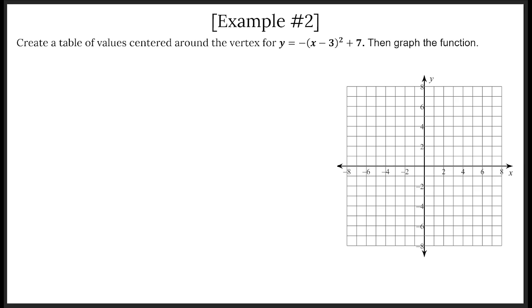Create a table of values centered around the vertex for y equals negative parentheses x minus 3 squared plus 7, then graph the function. Since this is in vertex form, we're going to pull our h and k numbers from the formula.